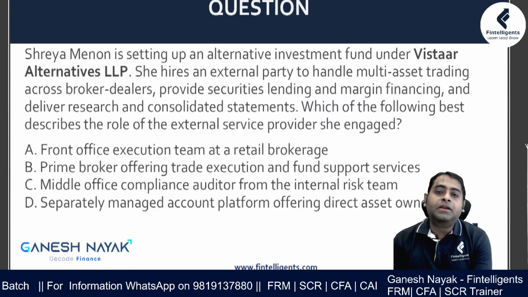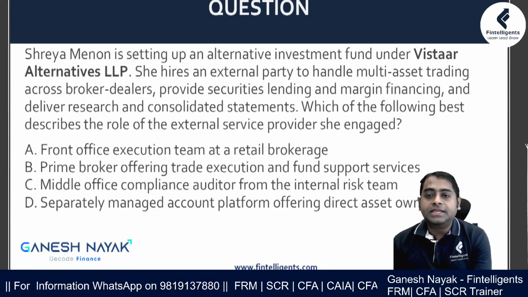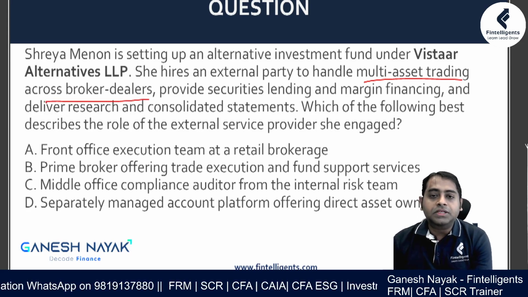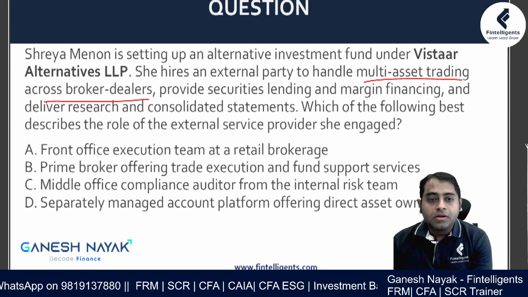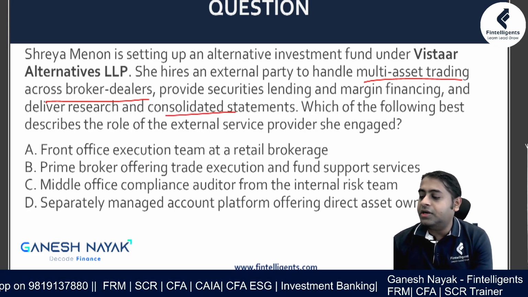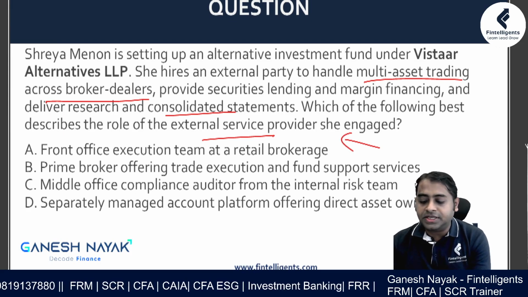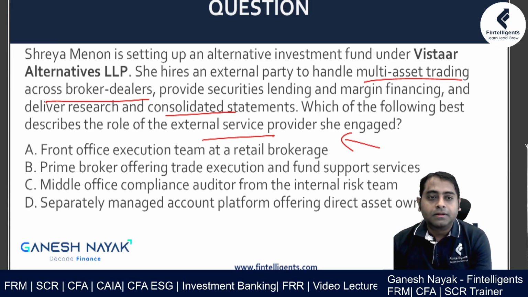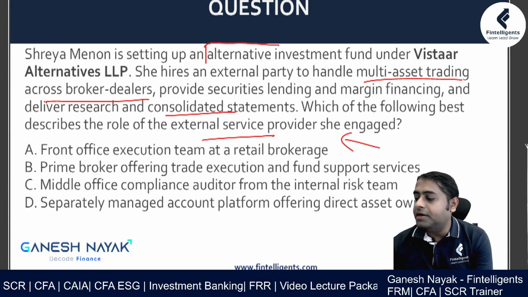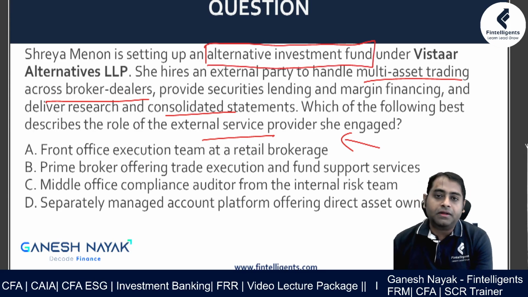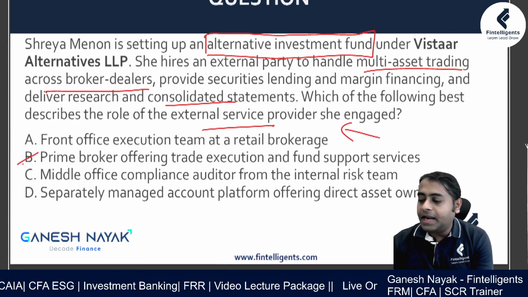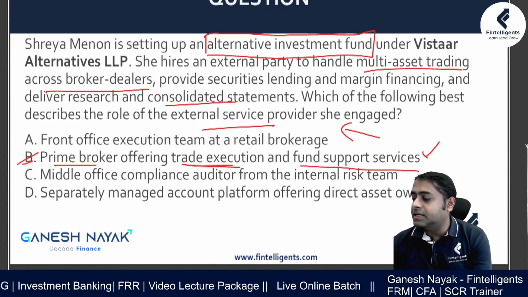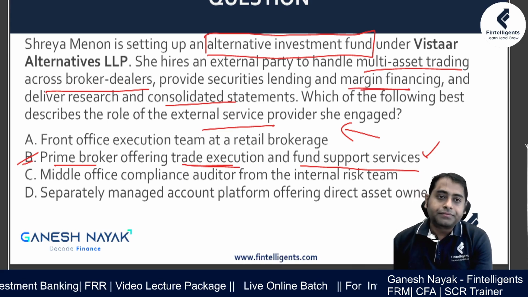Shreya is setting up an alternative investment fund. She hires an external party to handle multi-asset trading across broker-dealer, margin financing, security lending, and research consolidation. Which is the external service provider that she has engaged? Read it properly, please. So the catch is over here, alternative investment fund, which is similar to a hedge fund. So over here, prime brokerage will not only help in execution, but also provide other services. Margin financing, he will fund. We talked about this, right?